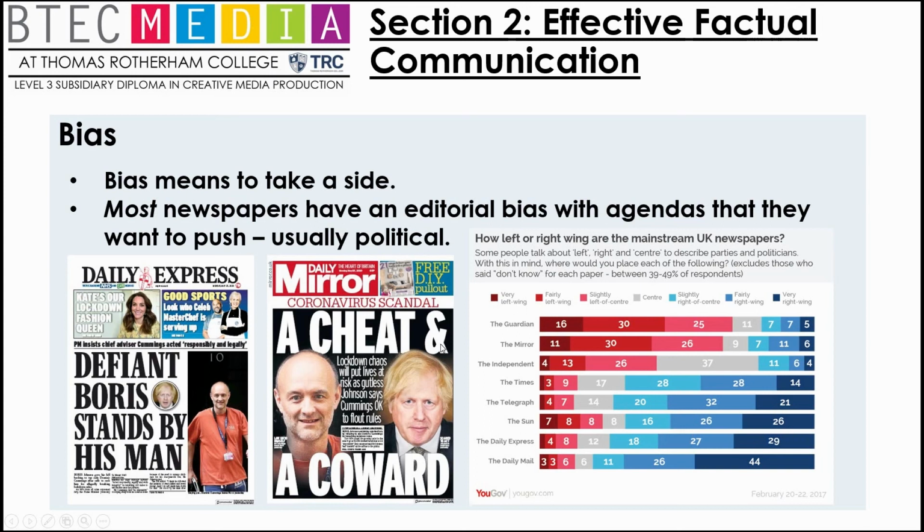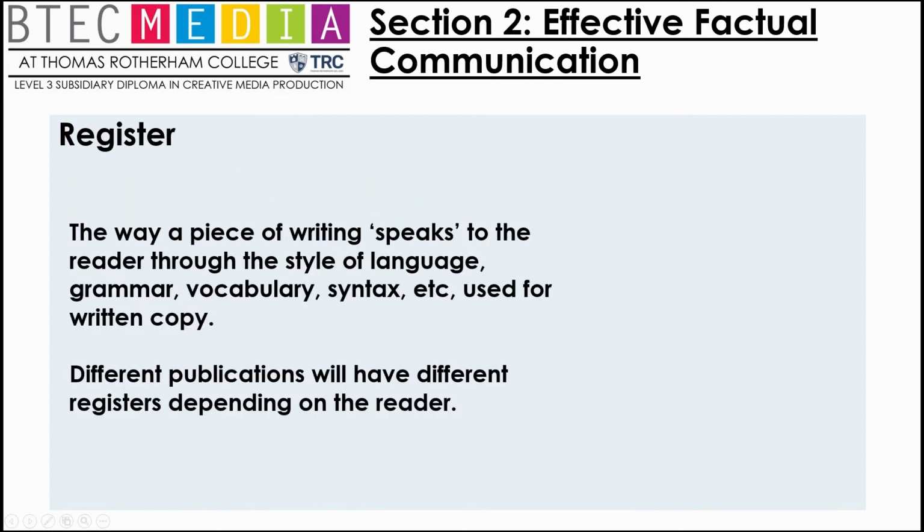Whereas the Daily Mirror, same story, same facts, but the way they report it, the Mirror is more likely to be read by people who are a bit more left-wing. Okay, so people who are more likely to vote Labour. So the political bias can impact on the way that a newspaper might represent fact. Okay, really important to understand.